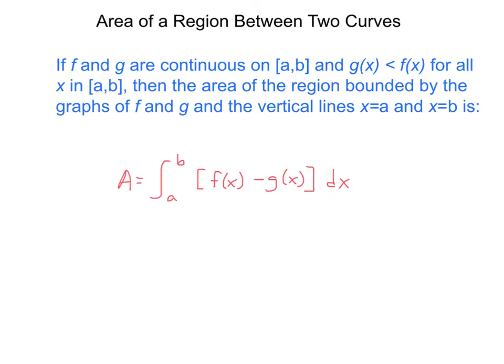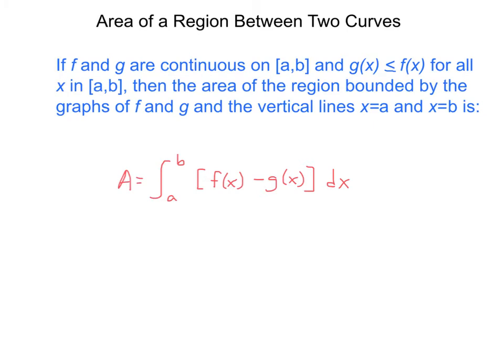So the area of a region between two curves, in terms of a formal definition here: if f and g are continuous on the closed interval from a to b, and g of x is less than or equal to f of x for all x in the interval from a to b, then the area of the region bounded by the graphs of f and g and the vertical lines x equals a and x equals b is the definite integral from a to b of f of x minus g of x dx.